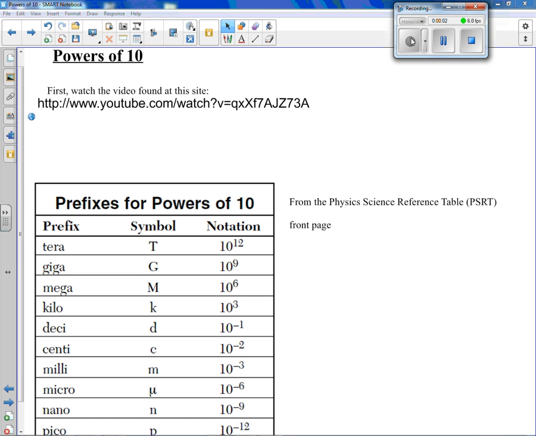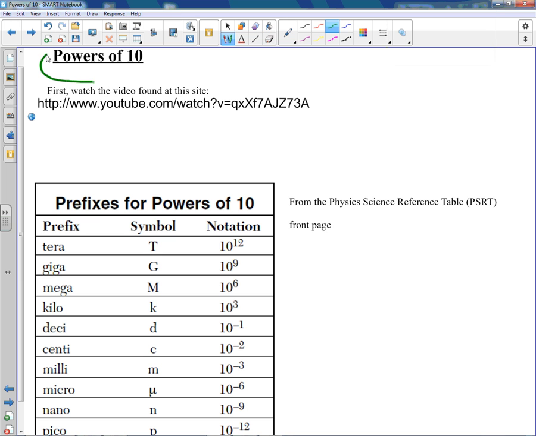Physics class, welcome. We're going to talk about powers of 10. And what I'd like you to do first is label powers of 10 in your 3-ring binder notebook. And just keep track of any main ideas that you might have about this.